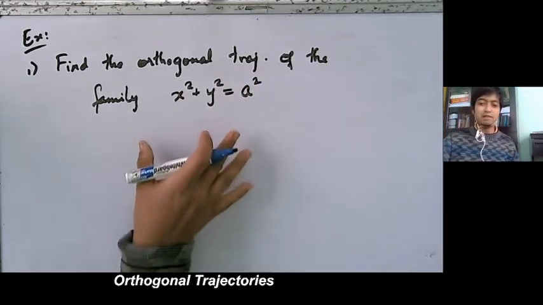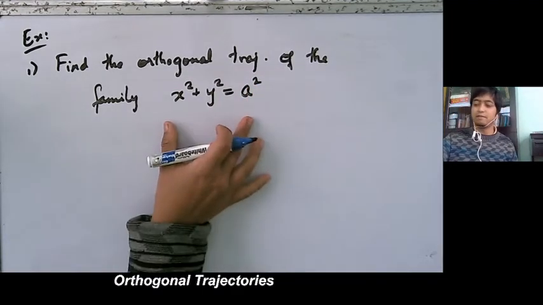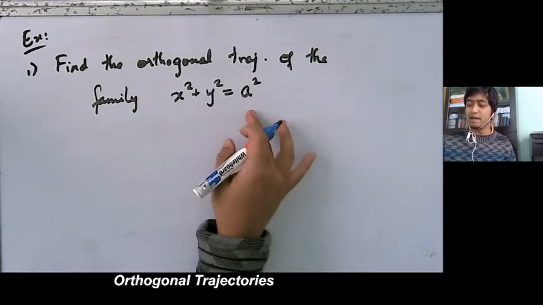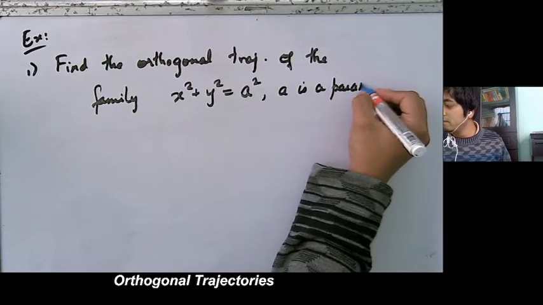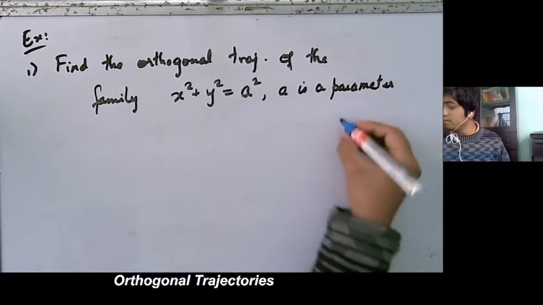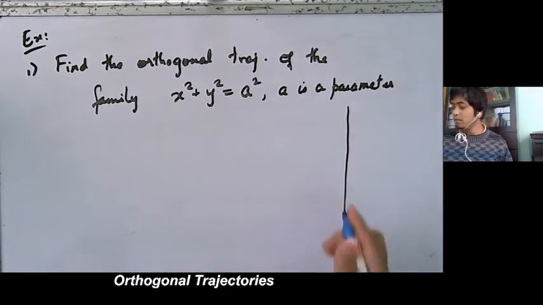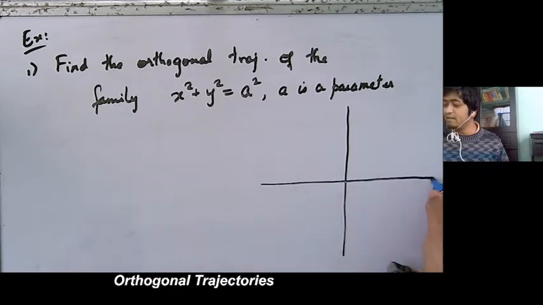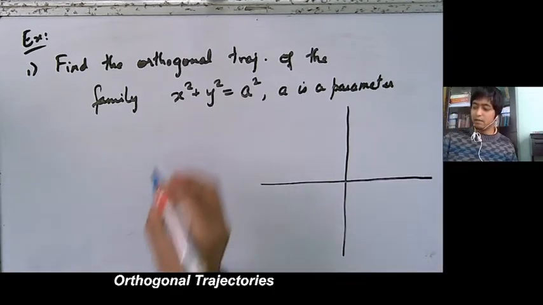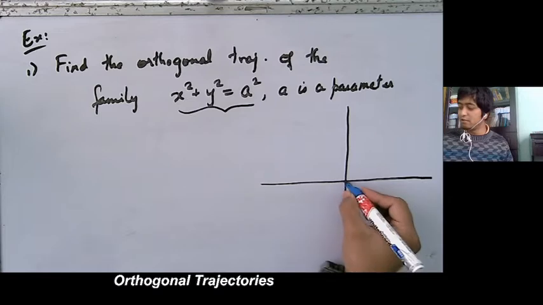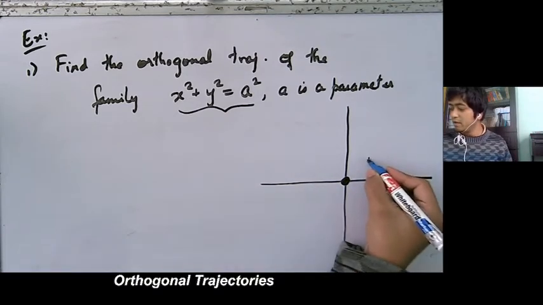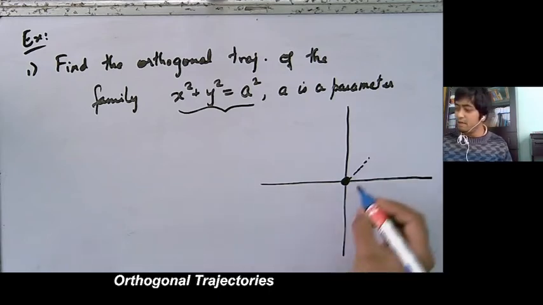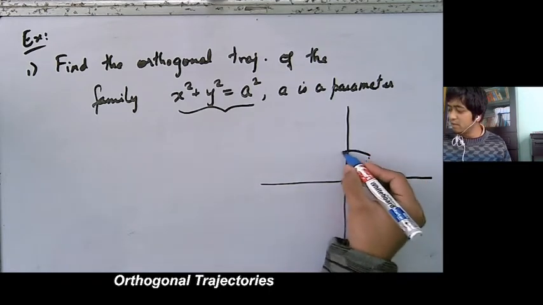So if you notice this one, it is actually the equation of a circle. The radius is a. a is a parameter. If you draw this one, we don't need to draw it, but just for you to understand, the origin over here is at 0, 0, and the radius is a. So if we draw the circle, it will be something like this.